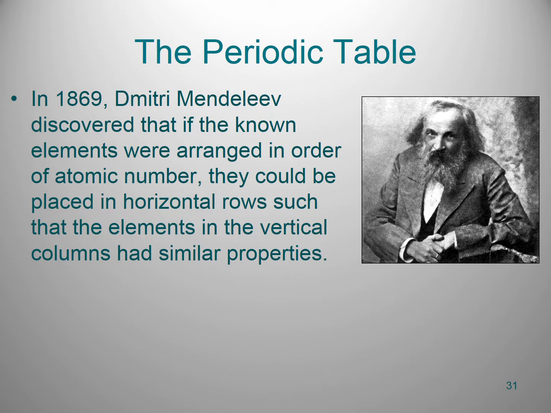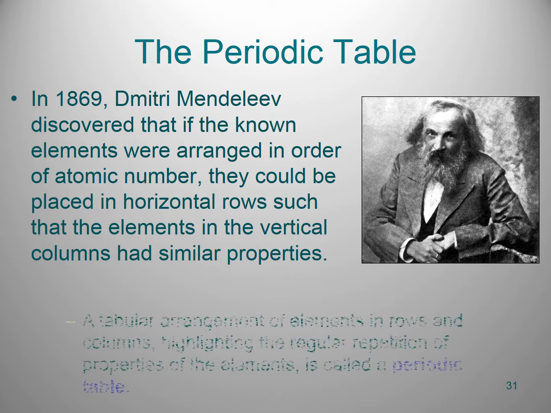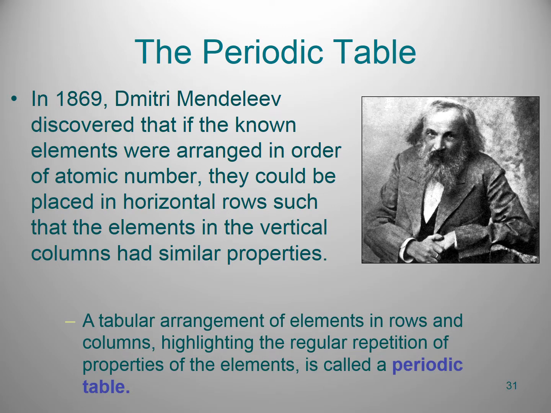But if you take the elements and arrange them in order of atomic number, they're placed in horizontal rows in a way that the elements in a vertical column have similar properties. And so this is called the periodic table because we have a repeating pattern, like periods. They start and finish and start anew, a regular repetition.